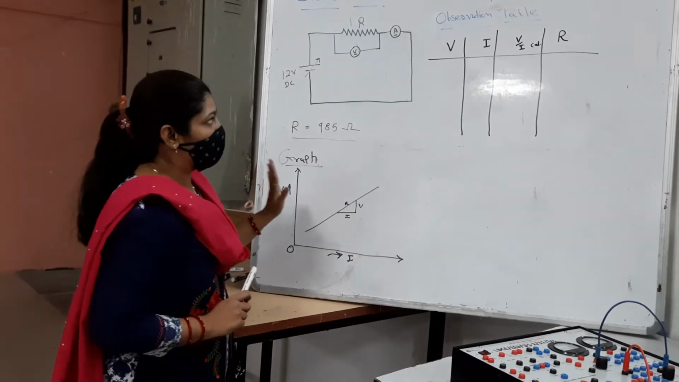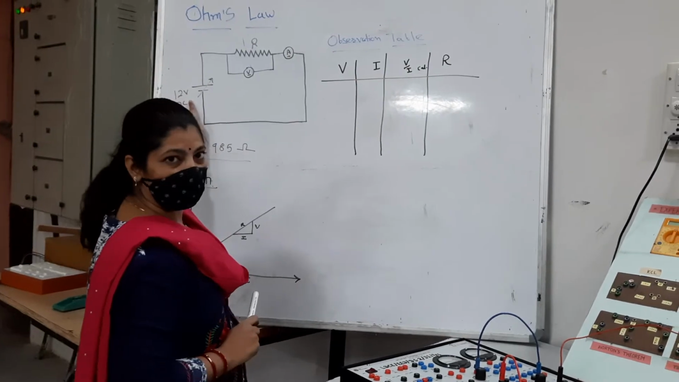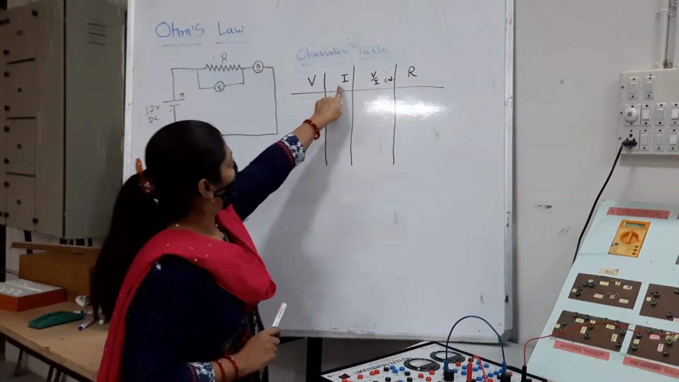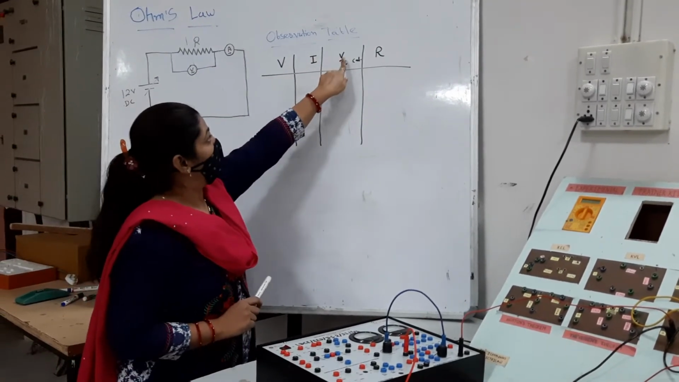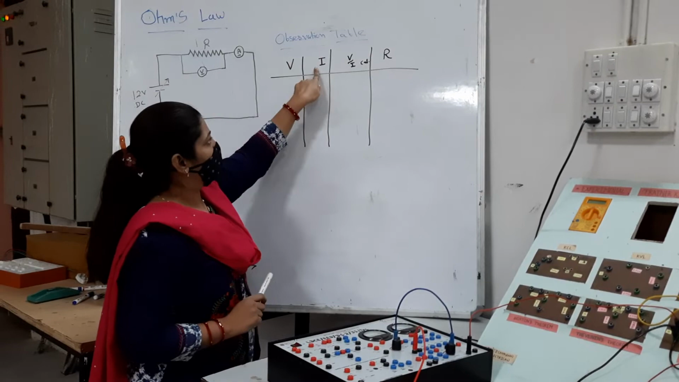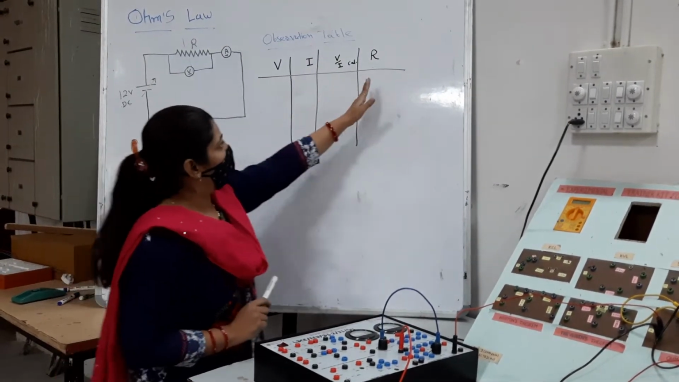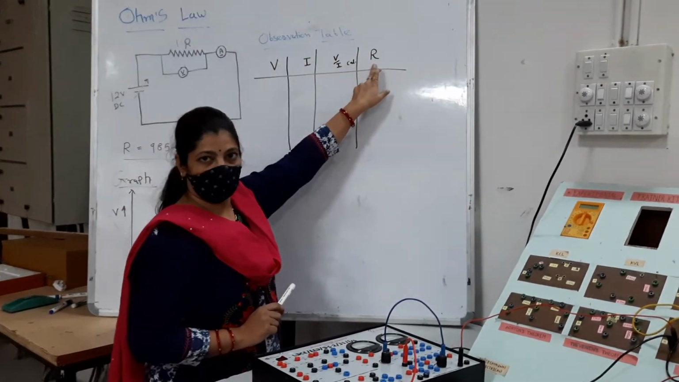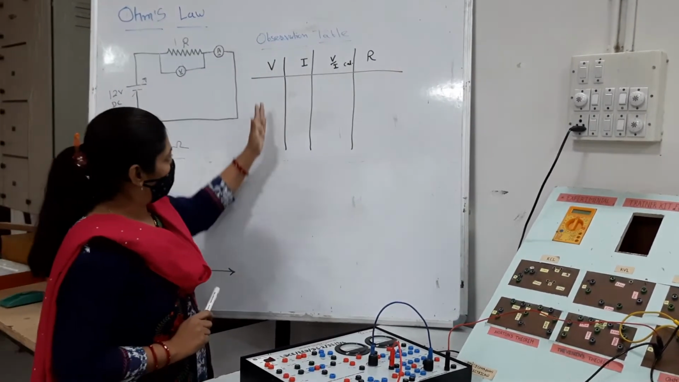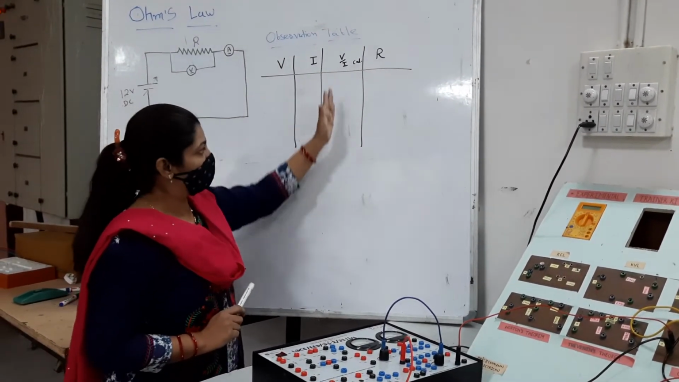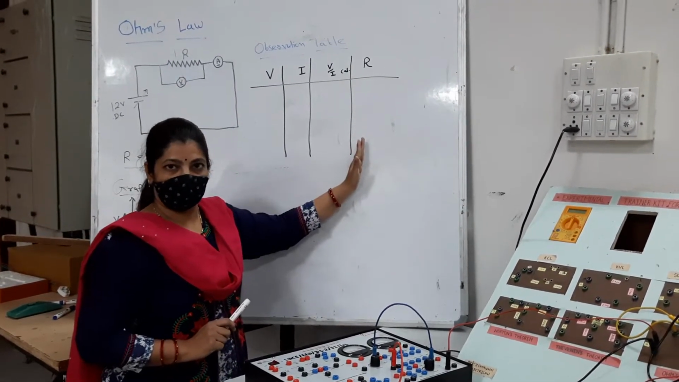What we are going to observe from the practical: the voltage that we select from the variable source, and the current which we measure by the ammeter, then we will take the ratio of this voltage and current. This will be the calculated ratio V by I, and the last column is our selected resistance value. We will change different values of voltage, note down the readings of voltage and current, take the ratio with the calculation, and this is our selected value of R.